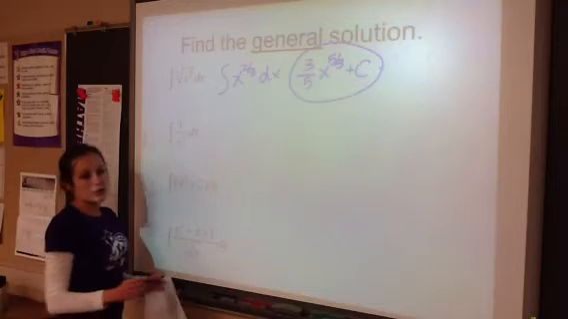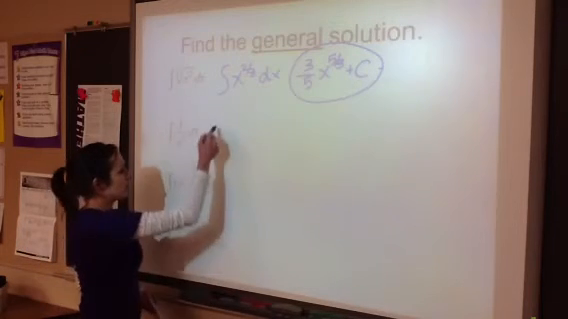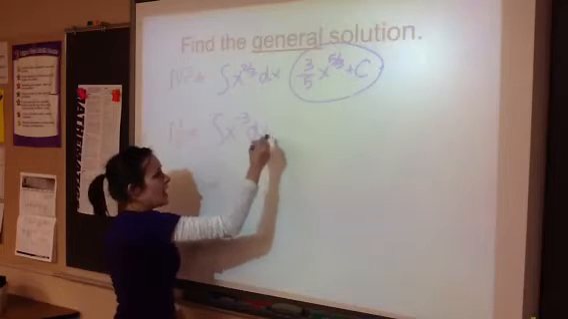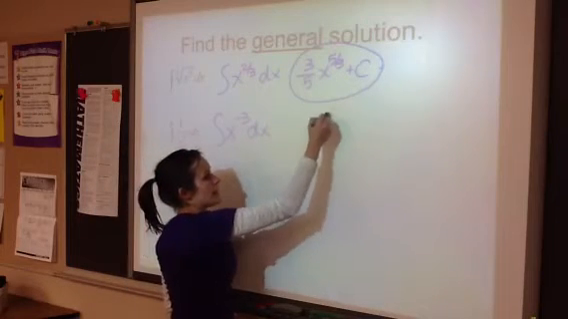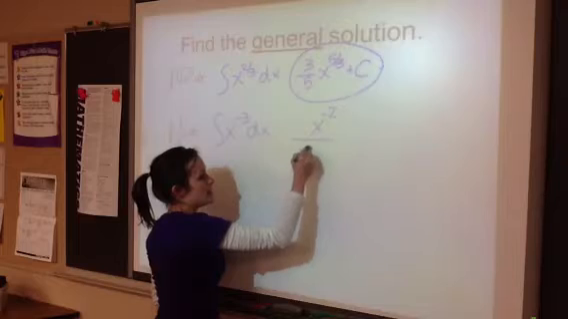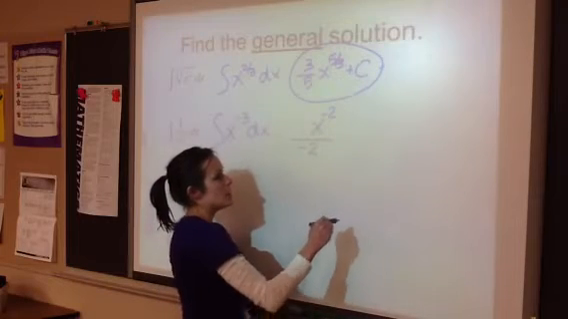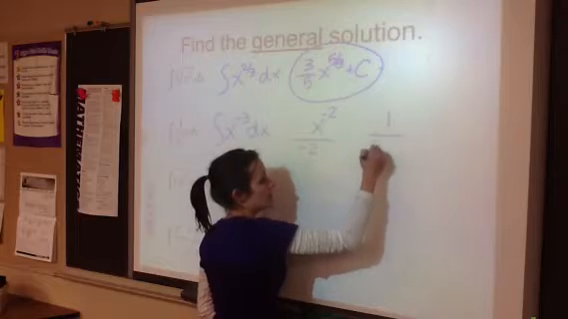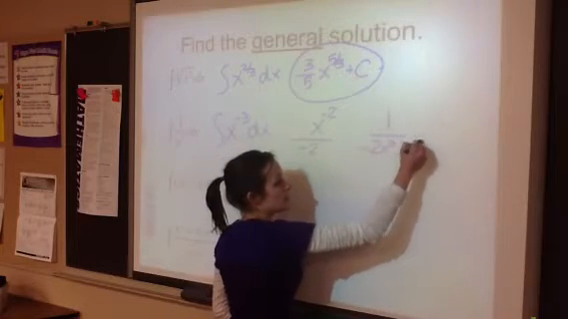Here we got 1 over x cubed. It's in the denominator. Man, we got to rewrite it. So x to the -3rd. Add 1 to your exponent. You get -2. Divide by your new exponent. So we're going to move that to the bottom. So you get 1 over -2x squared plus c.